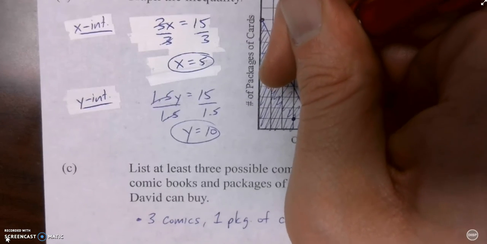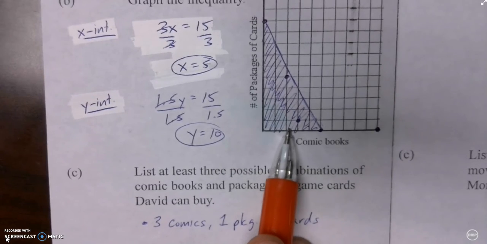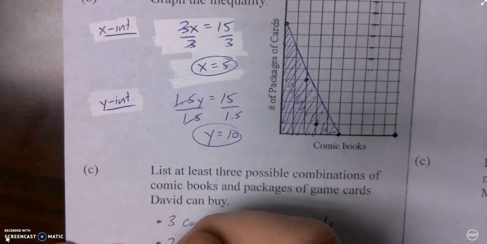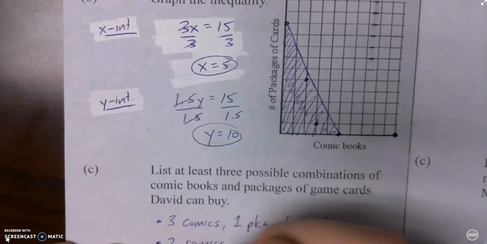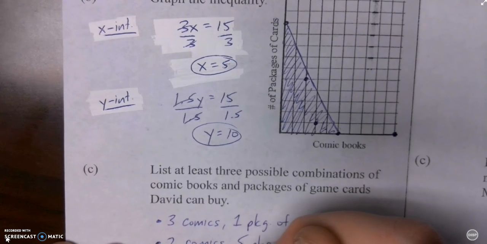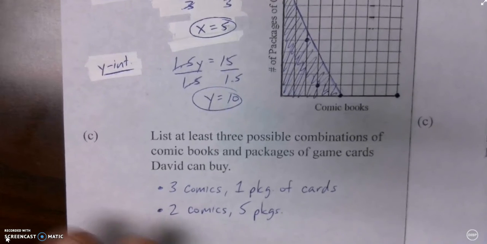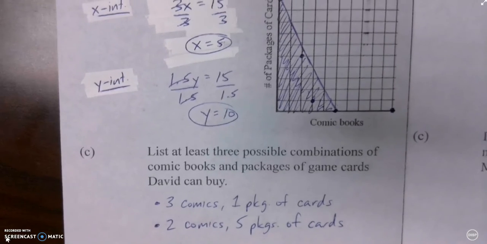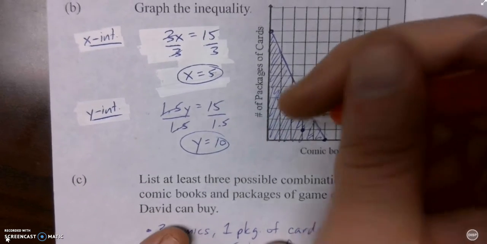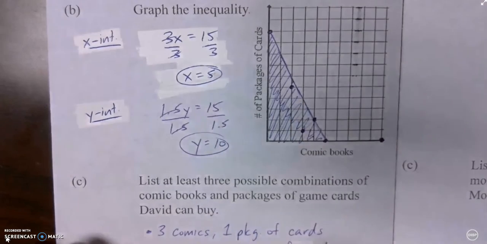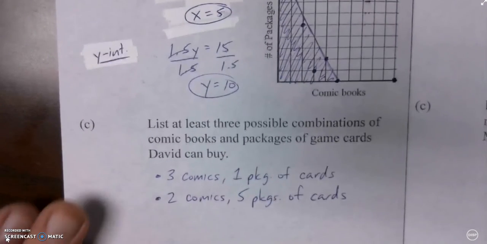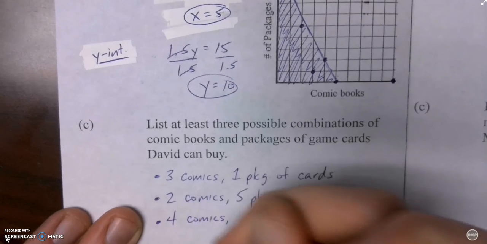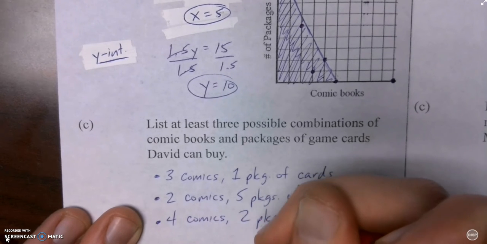Here's another one that works. Right there. It's near the line, but it's definitely in the shaded part. He could buy 2 comic books and 5 packages of cards. So 2 comics, 5 packages of cards. I'm writing PKGS like an abbreviation for packages. And let's find one more. Oh, here's one where he can spend exactly $15. That would be 4 comics and 2 packages of cards. 4 comics, 2 packages of cards.